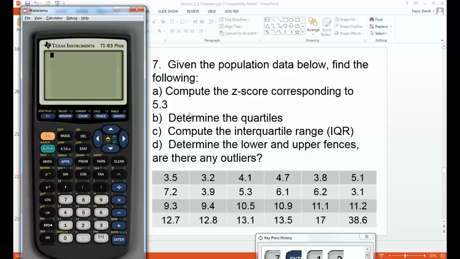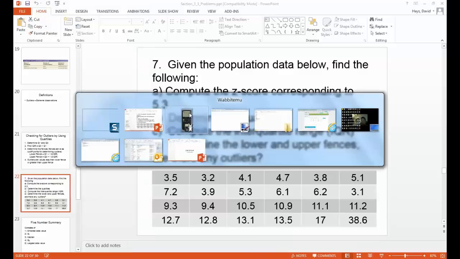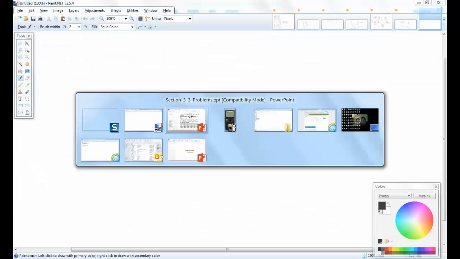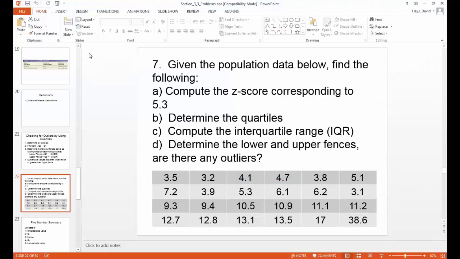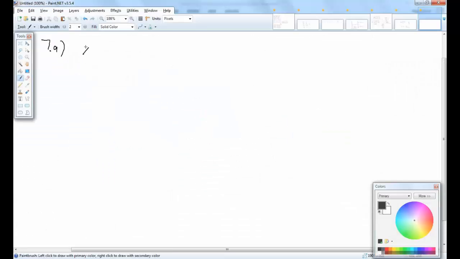Okay. First thing it's asking us for is Z-score. So let's talk about that. Problem 7a. Okay, so it wants to know the z-score corresponding to 5.3. So they're telling us that x is 5.3. Now they don't really specify population data. Never mind, they do. So the formula for the z-score is equal to x minus mu over sigma. So in order to do the z-score, we need mu and sigma, because we've got x, that's 5.3.